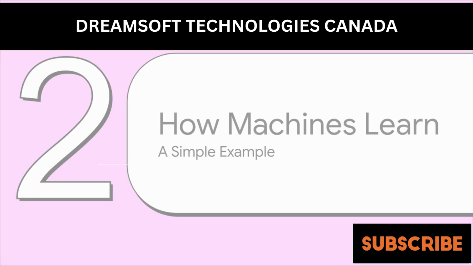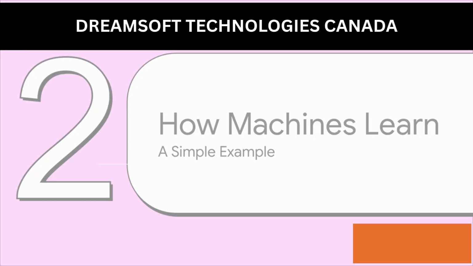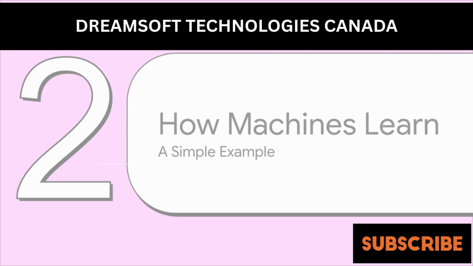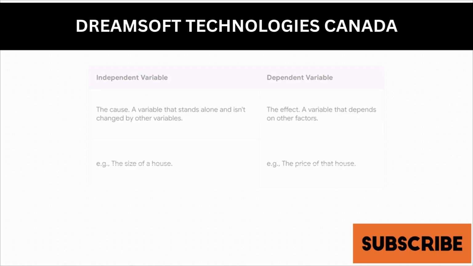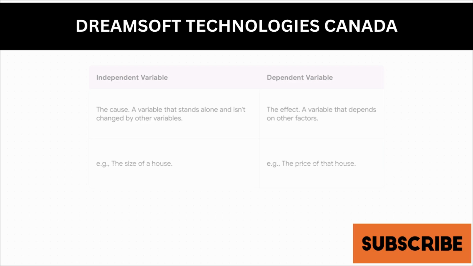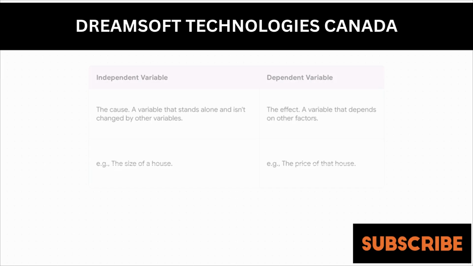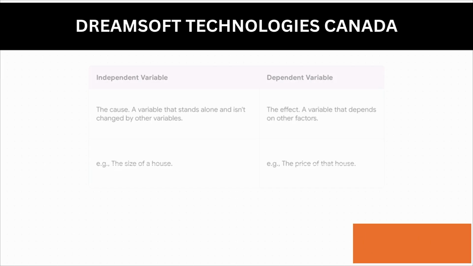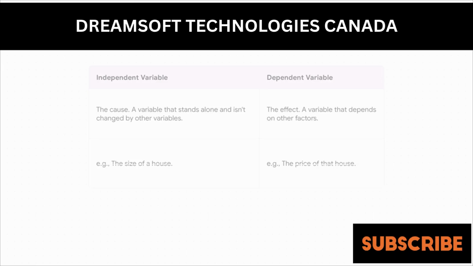Okay, so that word learning, that's the real key here. To really get a handle on it, we're going to zoom way in on a classic, super simple example of machine learning. So forget about complex robots for a minute. Let's talk about something way more down-to-earth: house prices. For a machine to learn anything, it first has to understand relationships. Specifically, the relationship between a cause, which we call the independent variable, and an effect, the dependent variable. So in our little example, the size of a house is the cause, and the price of that house, that's the effect. The price depends on the size. This is the basic connection our AI needs to figure out.